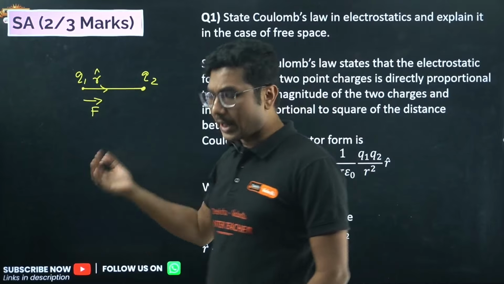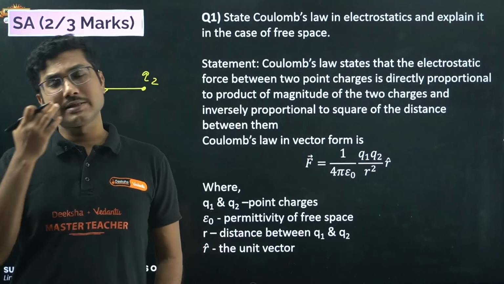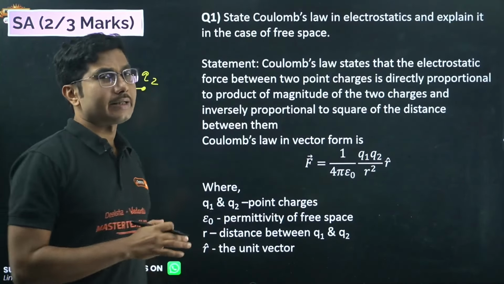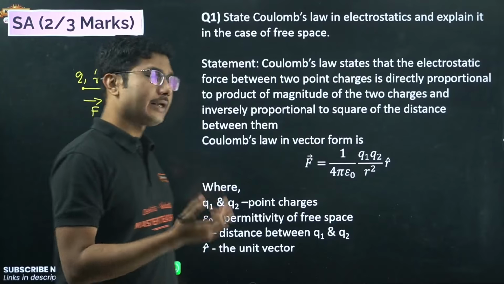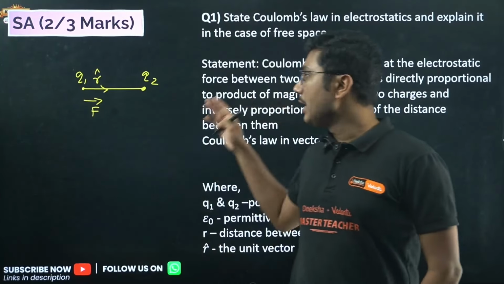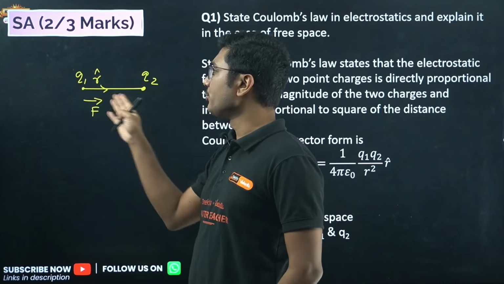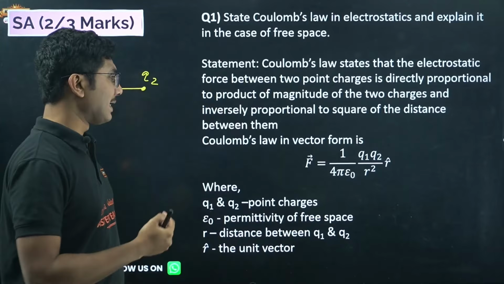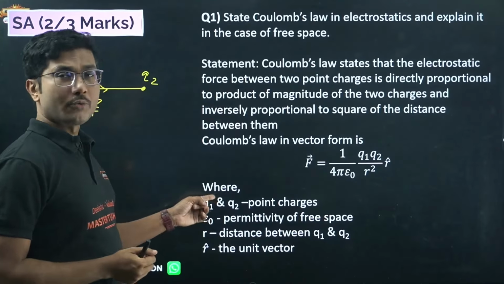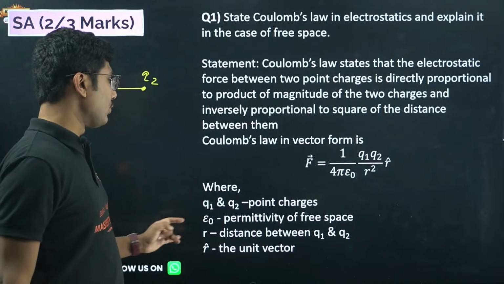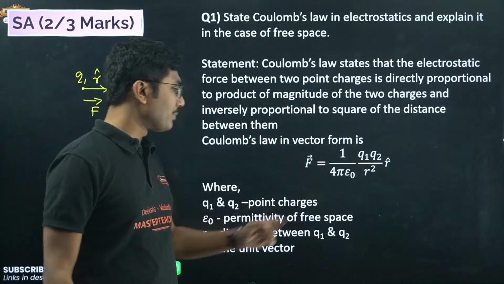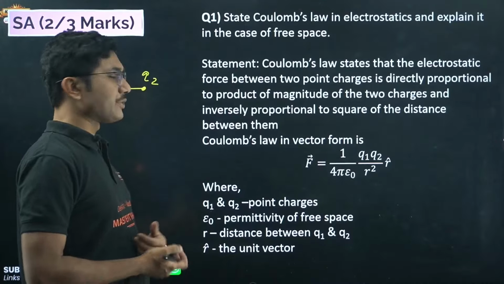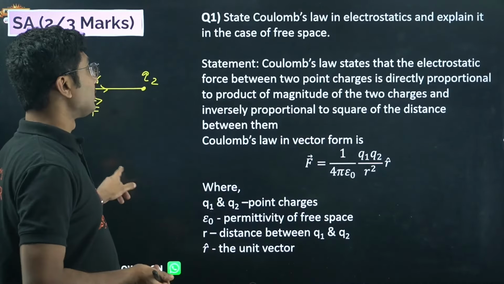There is one more diagram in your NCERT textbook. If you want to draw that, then the expression slightly varies, so that is also okay. If you draw that, you have to change the expression accordingly, but this is the simplest diagram. Force you have marked, r cap vector you have shown, so no problem in that case, okay? And also you have to mention what the symbols are: q1 and q2 are point charges, epsilon naught is the permittivity of free space, r is the distance between q1 and q2, r cap is the unit vector. Now let's move on to the next question.